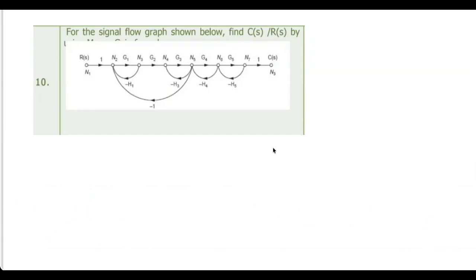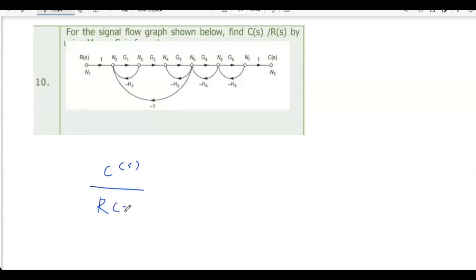For the signal flow graph shown below, find C(s)/R(s). So we'll have to use Mason's rule. When you use Mason's rule, C(s)/R(s) is equal to sigma Δk Pk by Δ. How many loops are there?